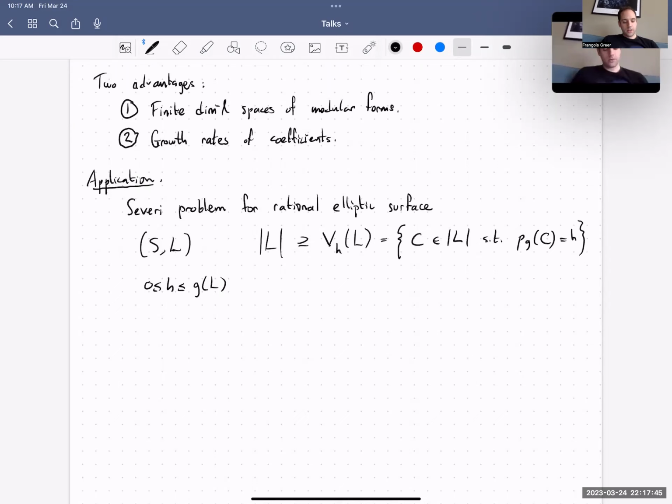Okay, and so the severi problem is to decide whether these Severi varieties are irreducible or not. So that's the Severi problem. Is V_h(L) irreducible? So the only complete solution is for P2, and it's due to Joe Harris from the 80s. So for P2, the answer is always yes.